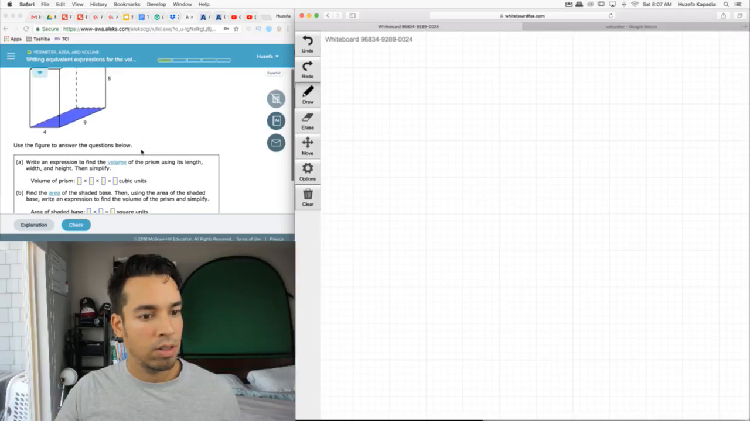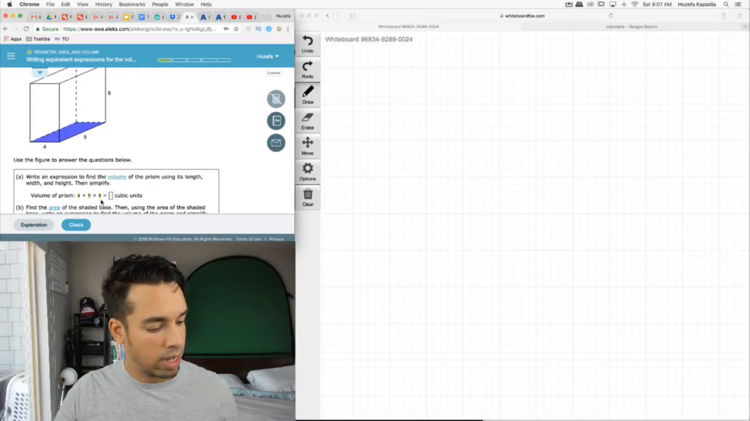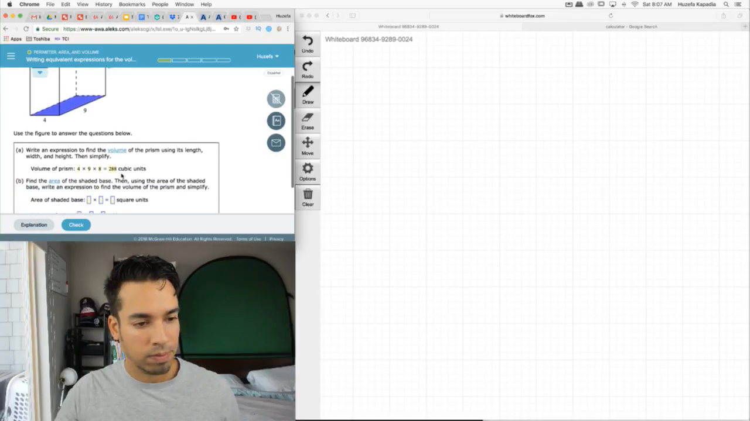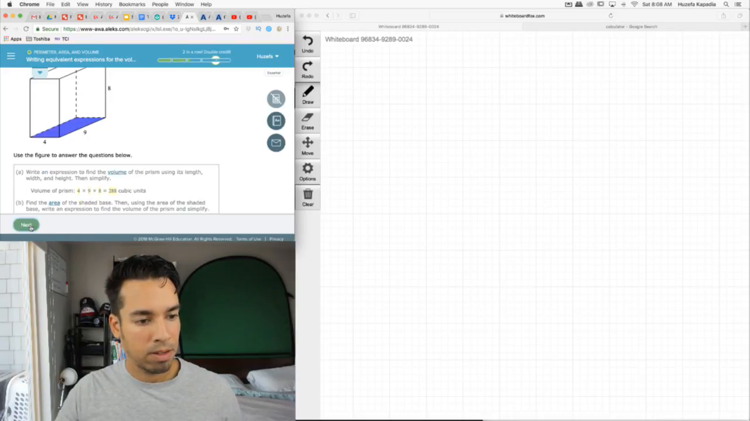Okay, next. Same deal, so I'm going to blaze through this a little faster. We're taking those 3 dimensions, 4, 9, and 8, and we get, let's see, 72 times 4 is 288. Right, 72. And then area of the shaded base is 4 times 9, which is 36. And then 36 times 8 is 288. Next.